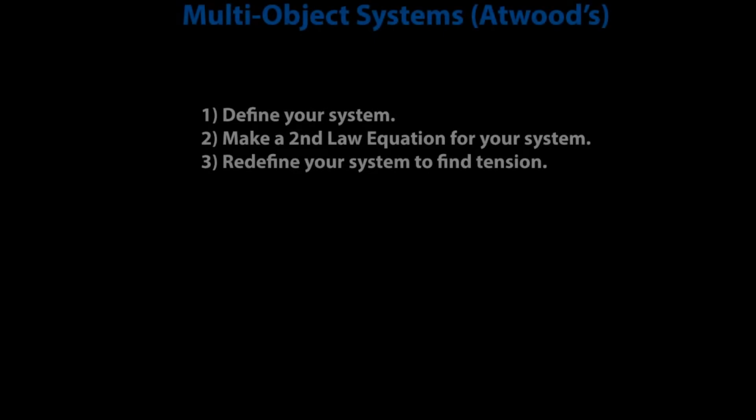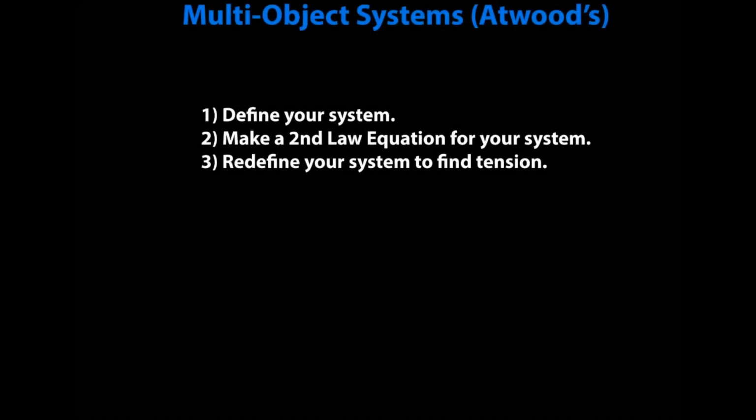Everyone, and welcome back. Today we're going to continue multi-object systems, and we are going to go over a specific system called an Atwood's machine. Again, we are going to use the technique that I defined in my last video. 1, we're going to define our system. 2, make a second law equation for our system. And 3, redefine the system in order to find the missing tension.